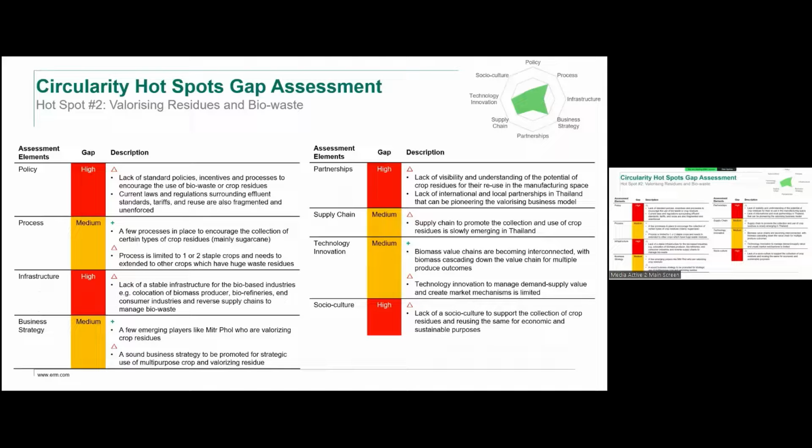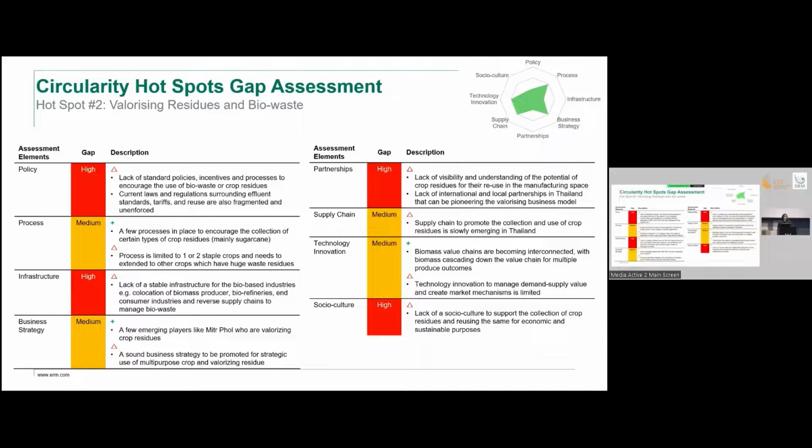Coming to the gaps, and this is where you will start seeing some correlation between feedstock and valorizing residues. Unlike the feedstock production, in context of valorizing residues, we are seeing that the policy is a big challenge. Currently, there are no policies in place which promotes using valorizing residues as a feedstock or an alternative feedstock option in biorefineries. The processes are there, primarily driven by local players like Metropole, who are already in process of valorizing their residues.